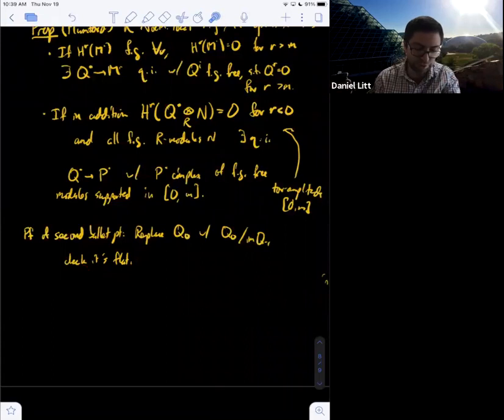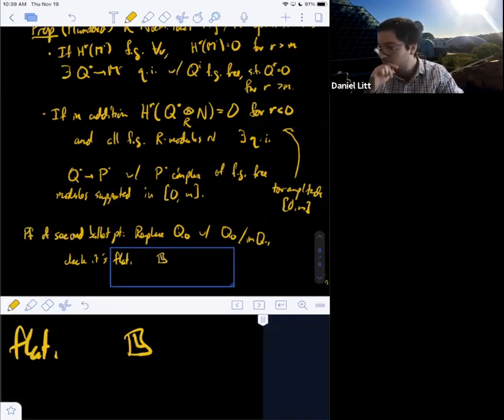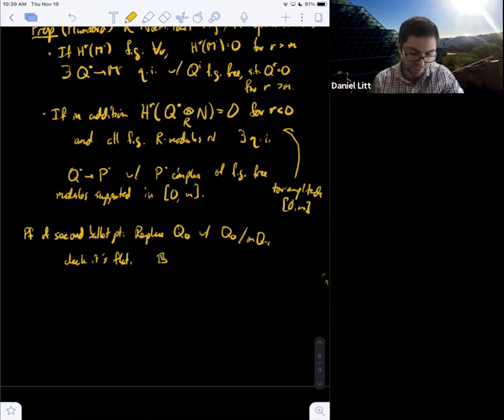And okay, how do you check this flatness? Well, it more or less follows immediately from this Tor vanishing here. All right, so that's the proof idea. Okay, so are there any questions about this criterion?